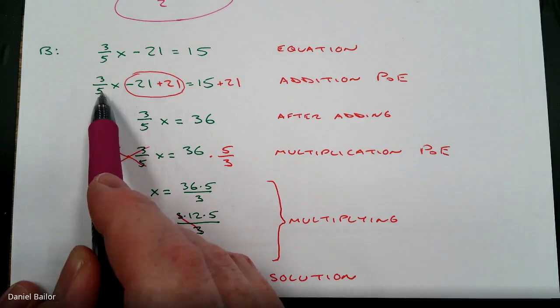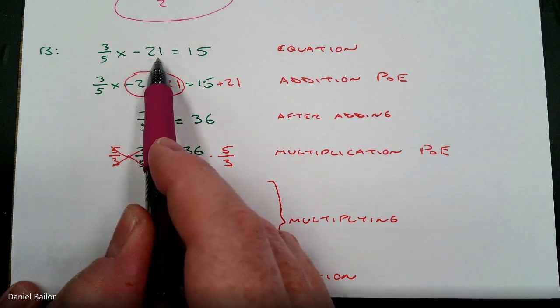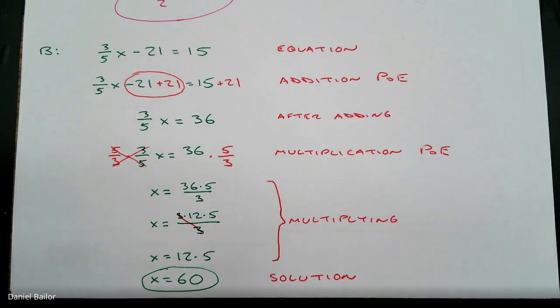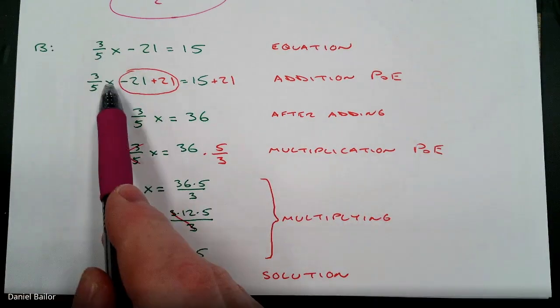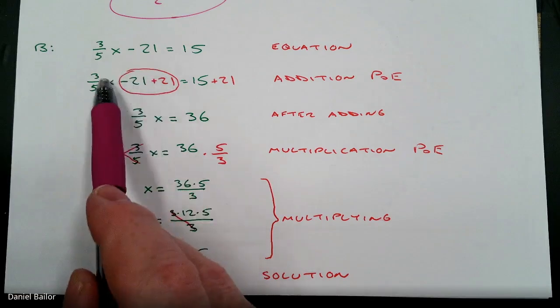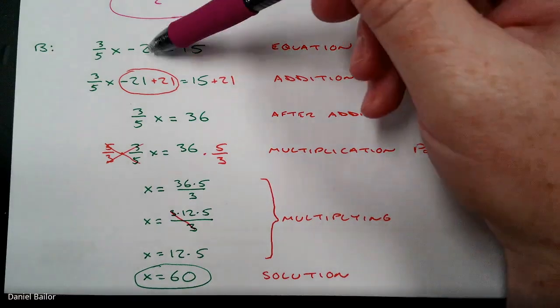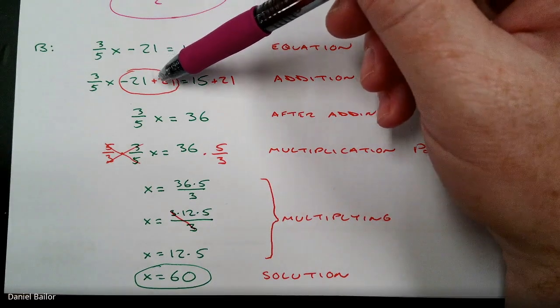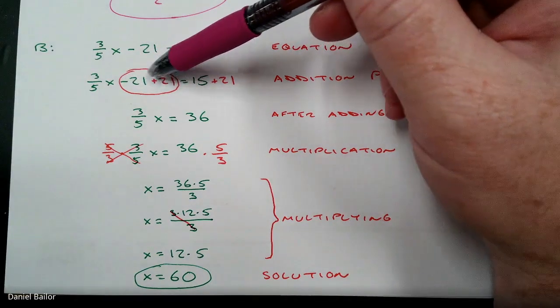I'm not going to do the 3/5 first. I'm going to fix the minus 21 first. When you're solving equations, your first step is always to get the x term by itself. So 3/5 x is the term with the x. I want to get that by itself first. So I work far away from the x. This time I have minus 21. Well, I need to do plus 21 to make that go away, because minus 21 plus 21 turns into 0.